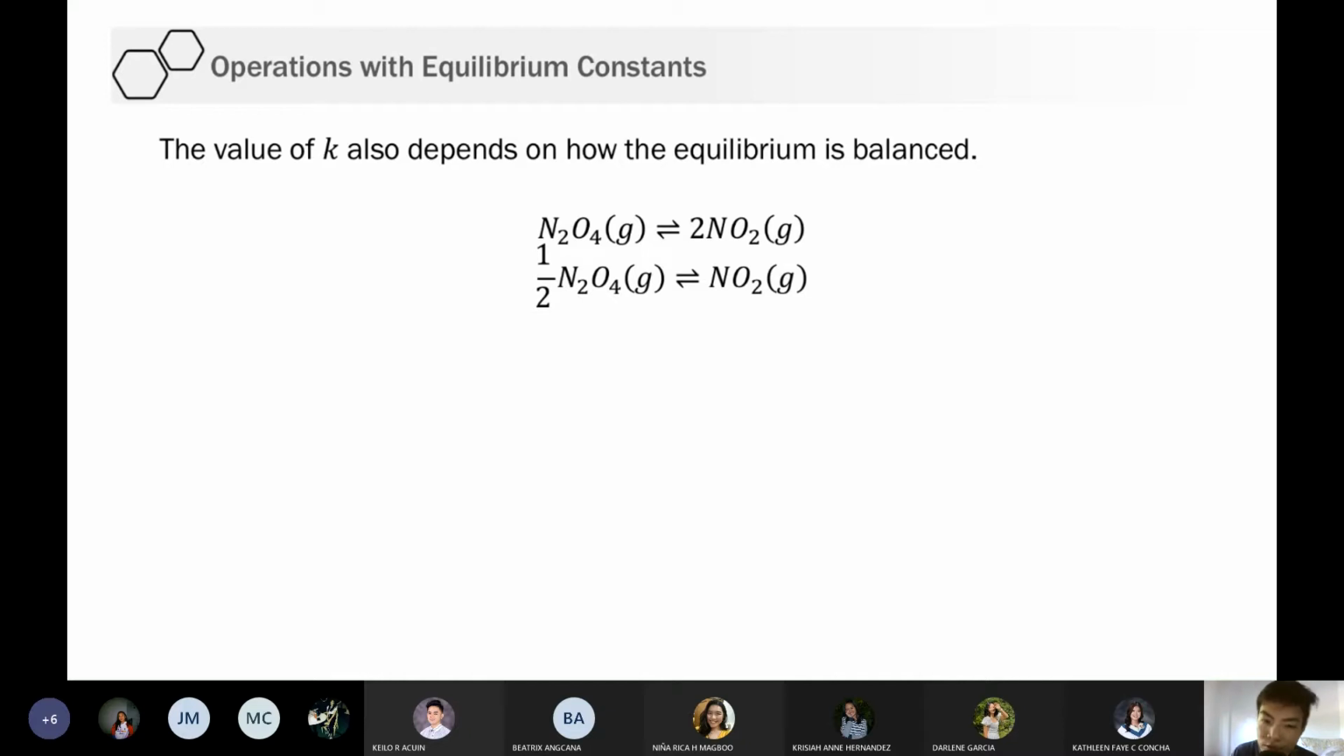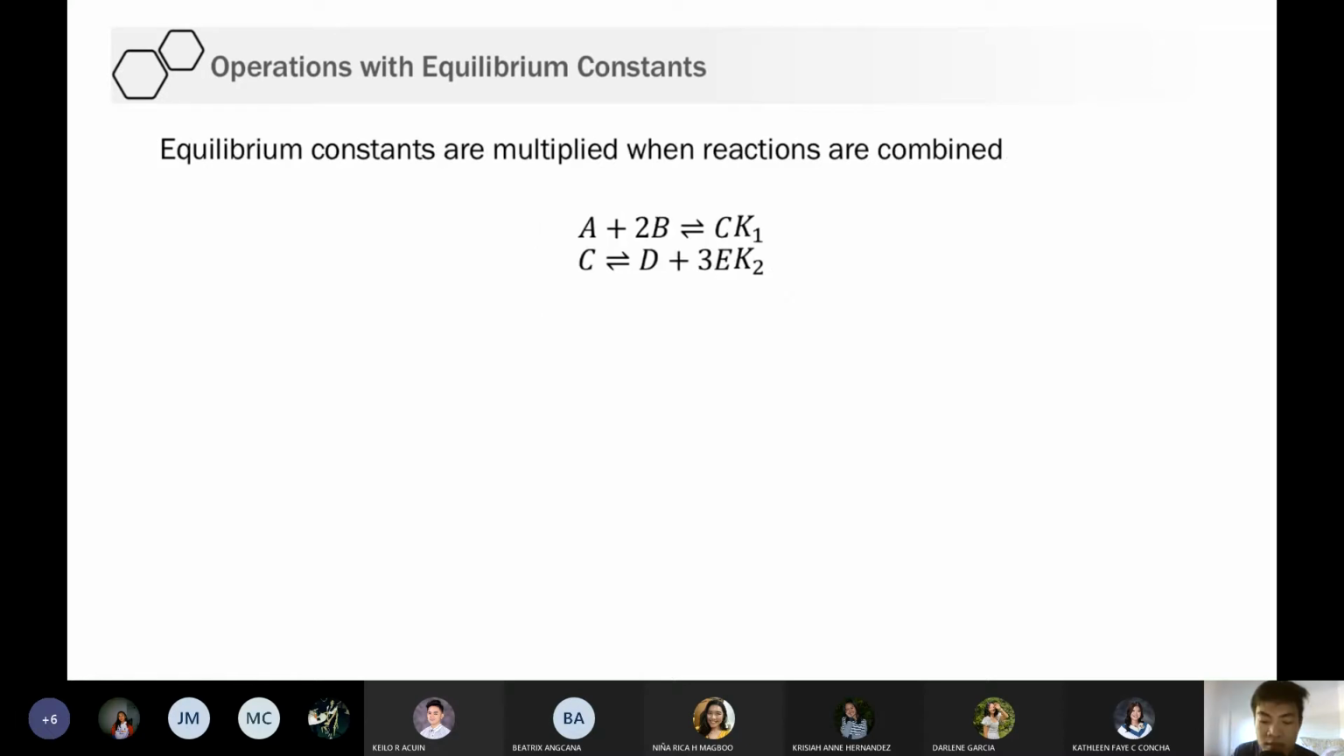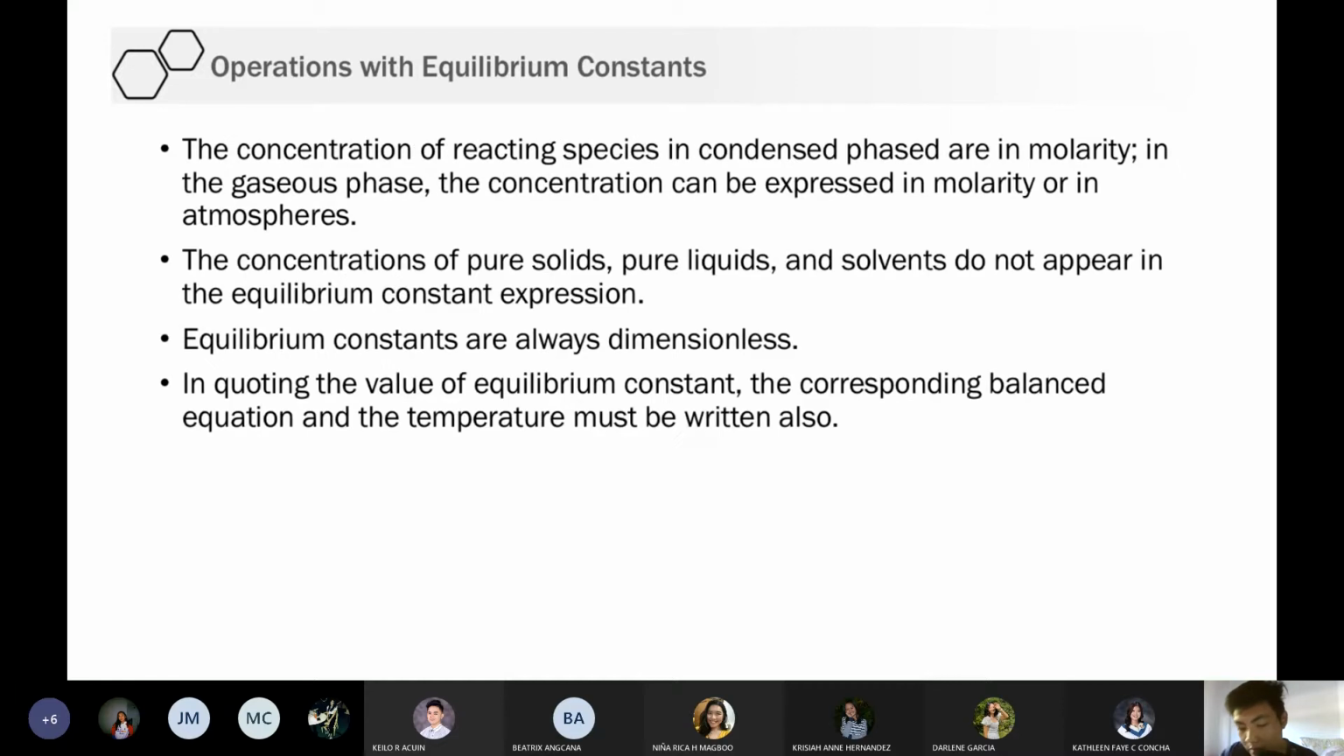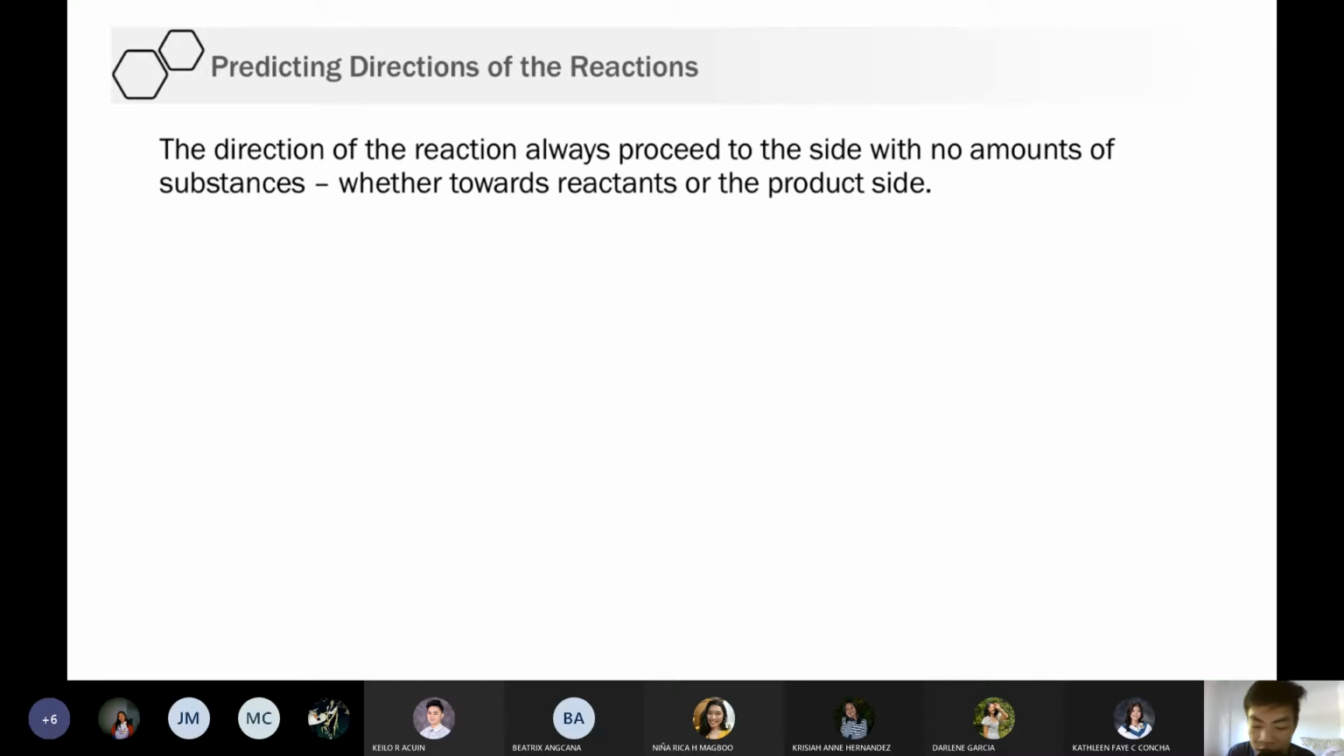Divide the equation by 2, you get the square root of your K. Multiply the equation by 2, you get the square of your K. If you multiply the equation by 3, you get the cube of your K, and when you divide your equation by 3, you get the cube root of your K. So depending on how you balance the equation, there's a corresponding K value. And lastly, when combining equations, we multiply both equilibrium constants. So this is the summary of the operations I discussed last time.